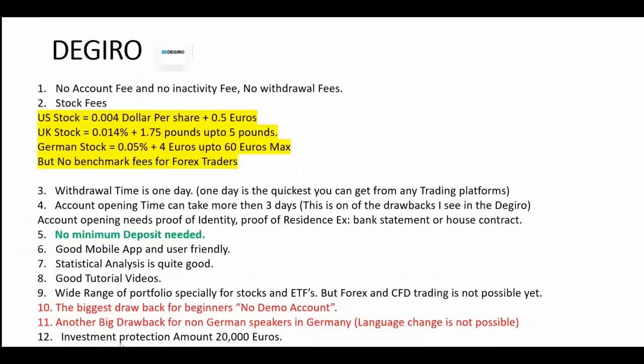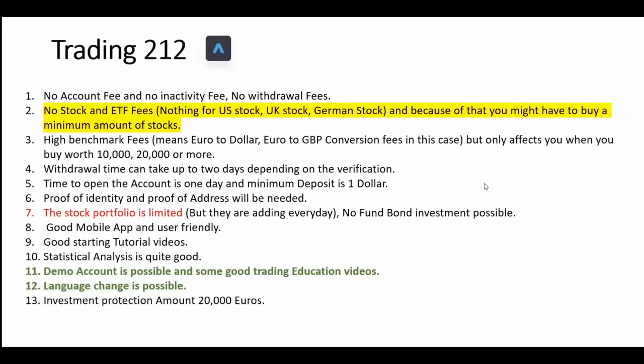Okay, coming to point 12, investment protection amount is up to 20,000 euros like other brokers as well. And now coming to our third broker on our list, which is Trading 212. So let's quickly check the points. The first point, no account fee, no inactivity fee, and no withdrawal fees at all. So no fees in this structure.